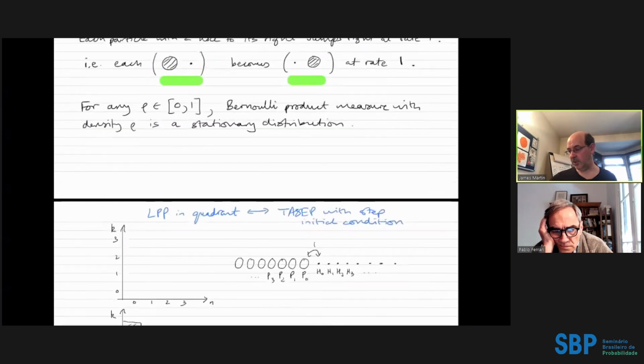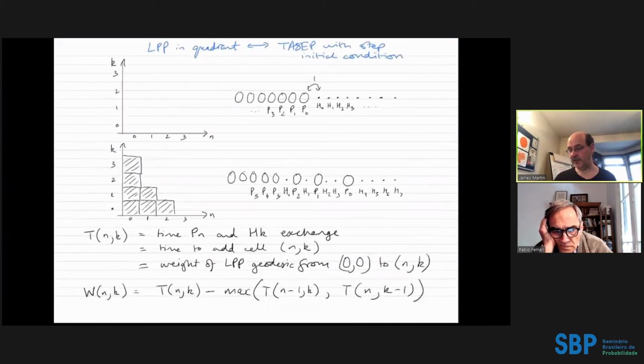So let me show you the link between the TASEP and last passage percolation. The simplest setting to see this link is last passage percolation in the quadrant. That corresponds to starting the TASEP from a very specific initial condition: from 0 leftwards we have only particles, and from 1 rightwards we have only holes. We're going to couple the evolution of the TASEP to the evolution of a growth model.